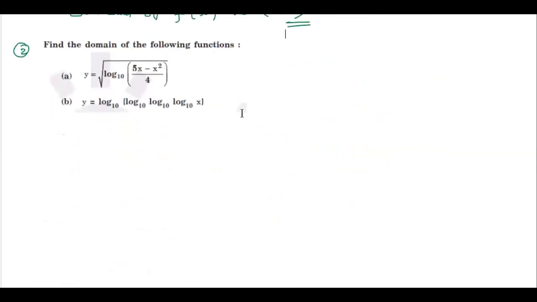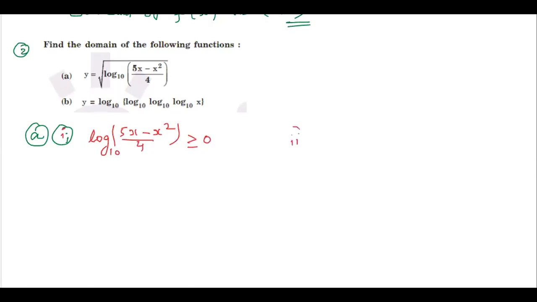Next, see the second one. Find the domain of the following functions. So I am going to discuss that a bit. First, what is there? Root is there. So here two cases are possible. In the first case, when the root exists, greater than or equal to 0 means it exists. So that means the logarithm of (5x minus x squared) by 4 to the base 10 is always greater than or equal to 0 means the function exists.